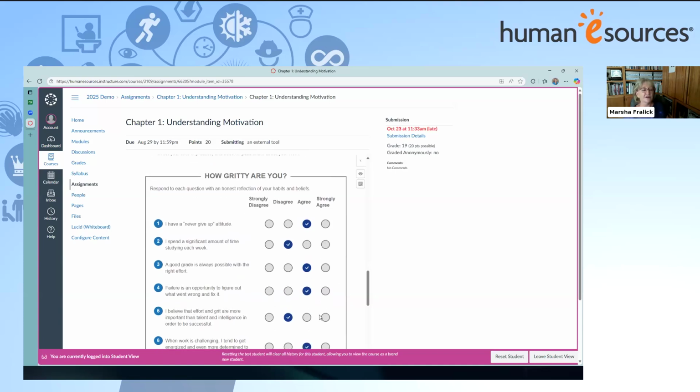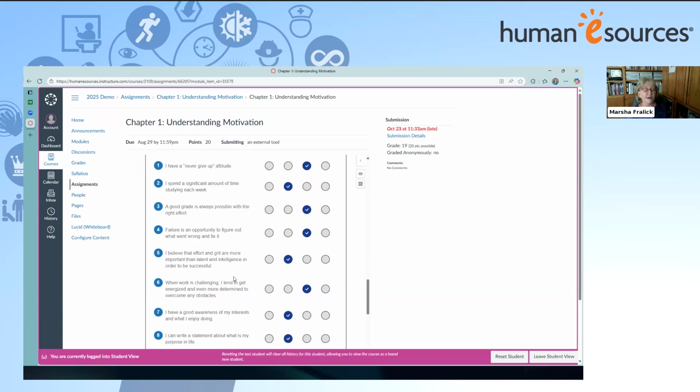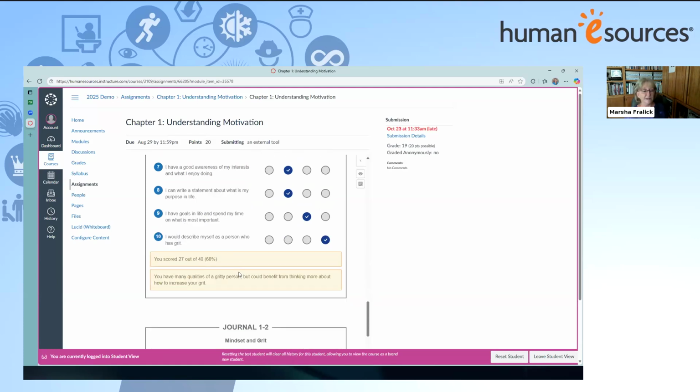And how can you develop grit? And then it says, how gritty are you? I have a never give up attitude. And then you can rate yourself. I spend a significant amount of time studying each week. A good grade is always possible with the right effort. Failure is an opportunity to figure out what went wrong. So a nice little assessment there. And it says you scored 27 out of 40, 68%. So the comment here is you have many qualities of a gritty person, but could benefit from thinking more about how to increase your grit.